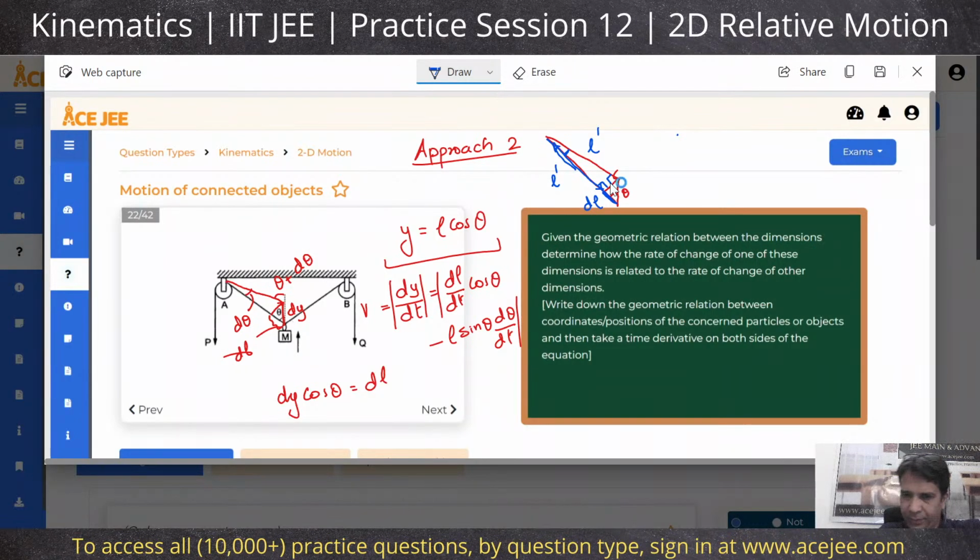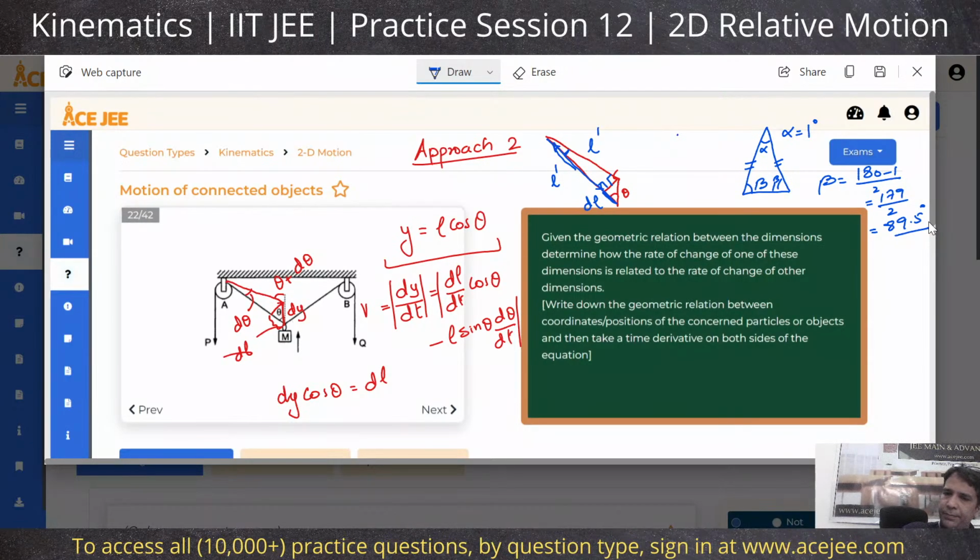So I didn't get this part. Okay, so in an isosceles triangle, if this angle is very small, then these two angles approach 90 degrees, no? Let's say this is 1 degree. How much are these angles? Beta. Beta is equal to (180 minus 1) divided by 2, 179 divided by 2. Right? Very nearly 90 degrees, no?